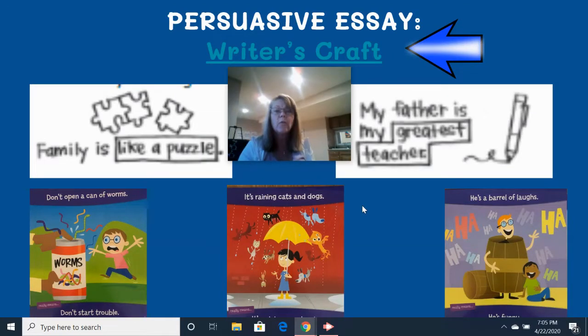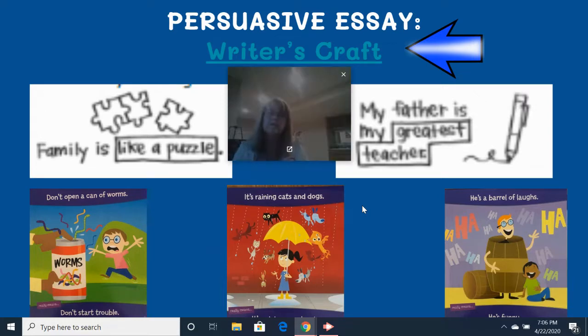Hi guys, we are going to look at ways to improve your writing through writer's craft, and that's adding some figurative language to your work. Now, I know we did a little bit of looking at using some sophisticated words before with the chart that had ways to start your sentences in the beginning, the middle, and the end, and some transitions.